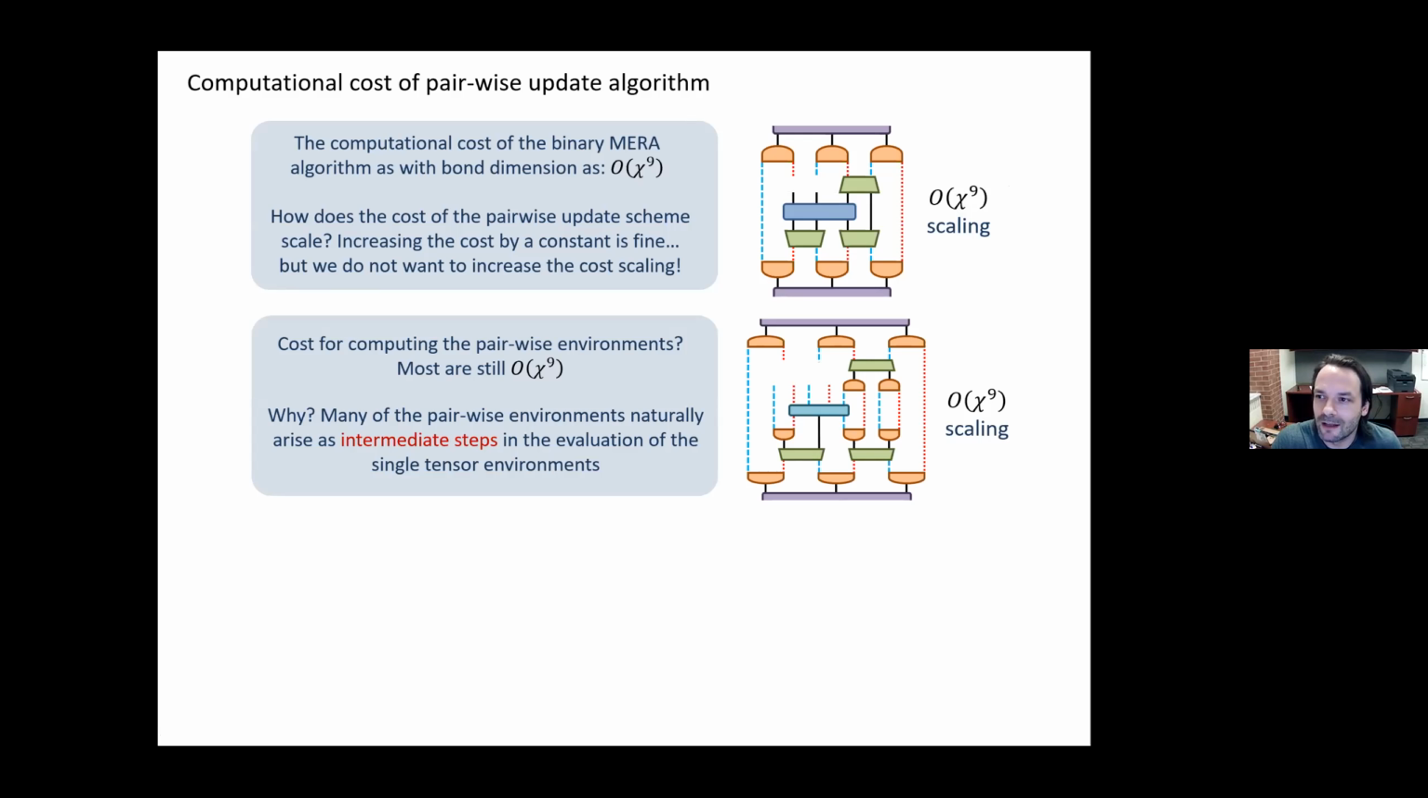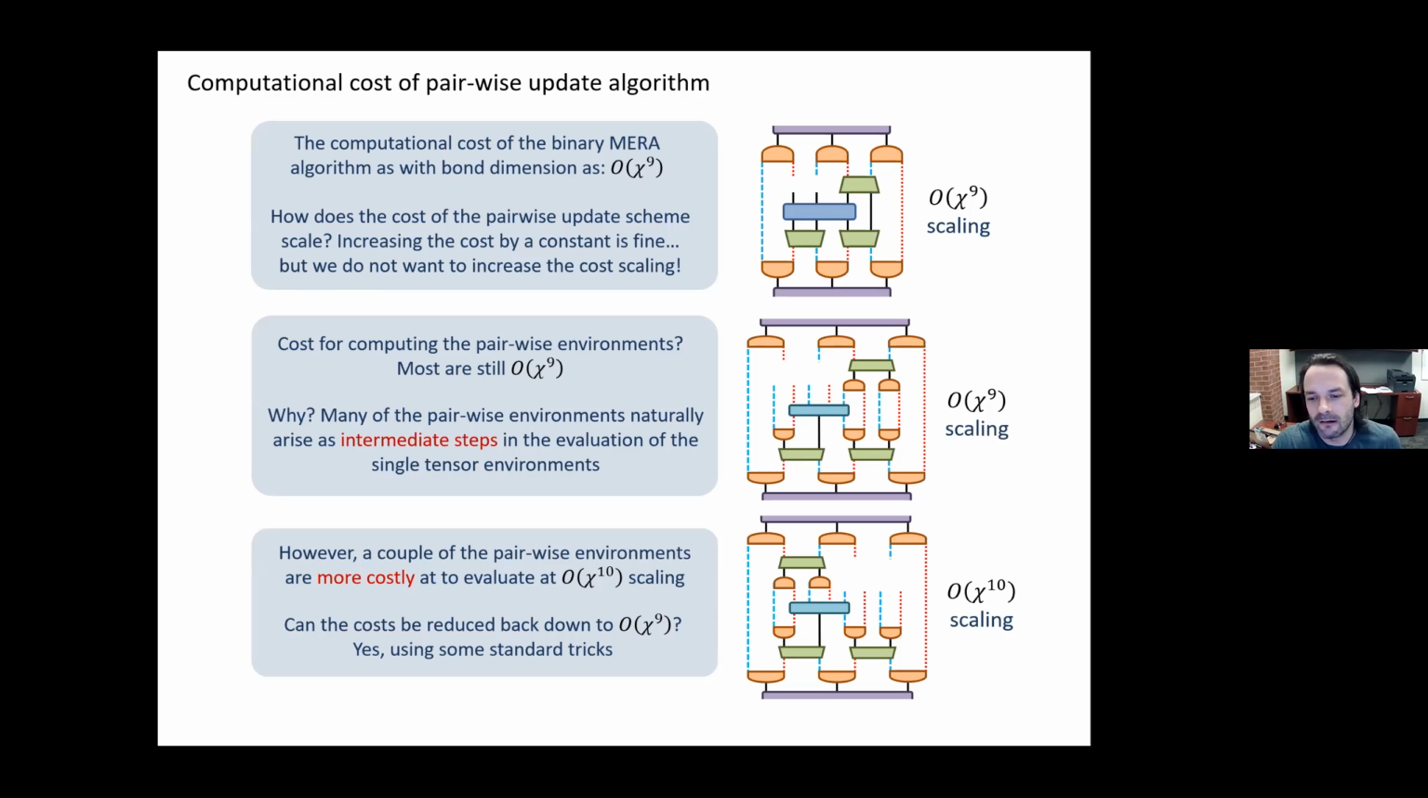So one reason is that I haven't changed the mirror itself. So the causal cone of the mirror is still exactly the same. And many of these pairwise environments that I need to evaluate would already arise as the intermediate steps in the evaluation of the single tensor environments. Okay, so most of them I don't have to worry about.